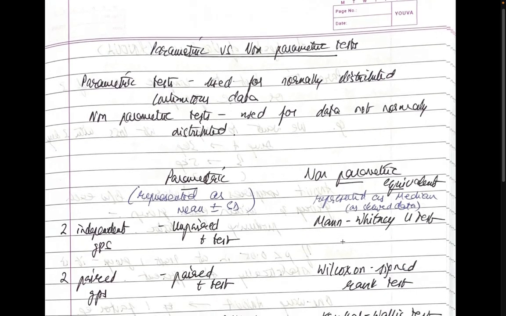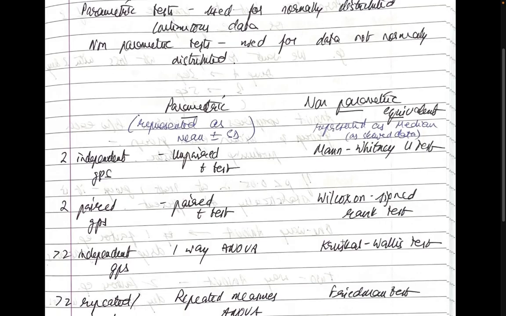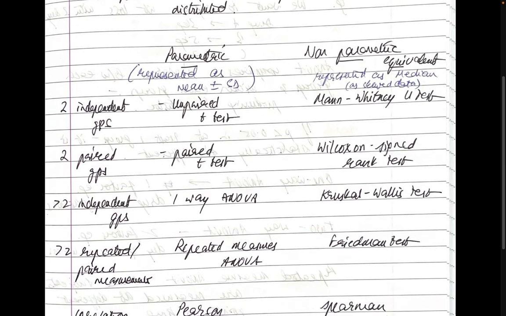Parametric versus non-parametric tests. Parametric tests are used for normally distributed continuous data. Non-parametric tests are used for data not normally distributed. Parametric data are represented as mean plus or minus standard deviation. Non-parametric data will be represented as median because it's skewed data. So examples: 2 independent groups, you use unpaired t-test for parametric, Mann-Whitney U-test for non-parametric.